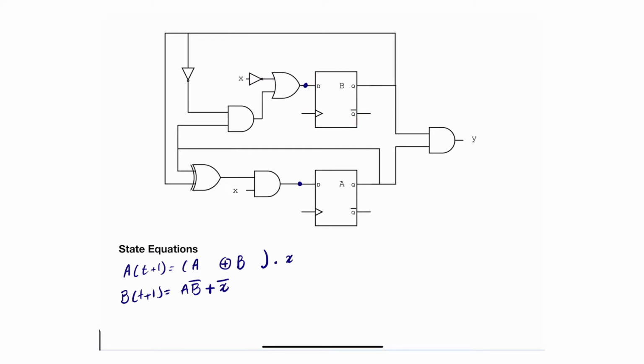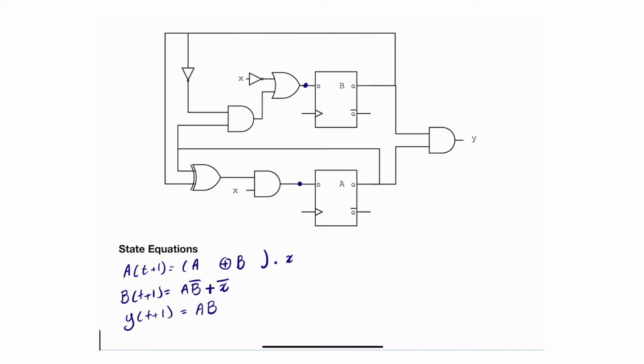And usually with the state equation we also write what we call the output equation. It's not necessarily a state equation, it's an output equation, but I usually include it in there too. So what I can say is Y, which is, you could say the next value, but it's like Y(t+1). It is actually just the current value of A ANDed with the current value of B. And that's pretty much it.